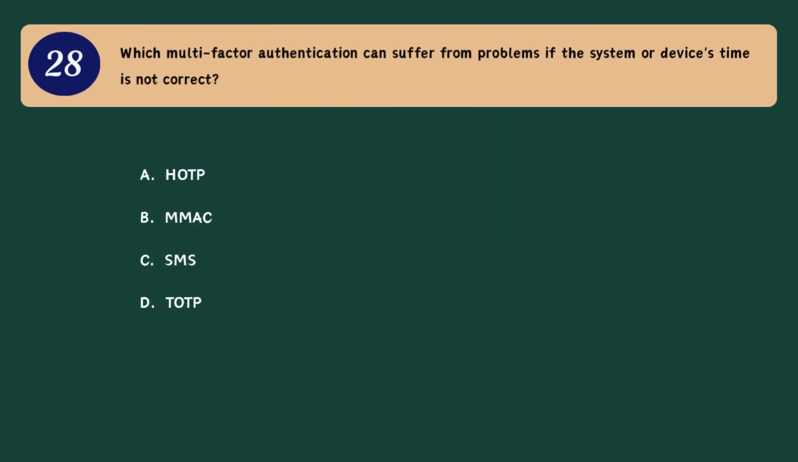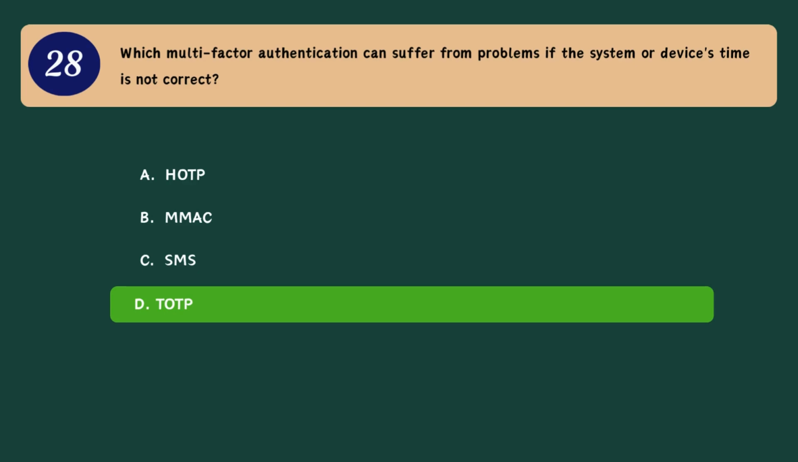Question 28. Which multi-factor authentication can suffer from problems if the system or device's time is not correct? A. HOTP. B. MMAC. C. SMS. D. TOTP. Correct answer. D. TOTP.